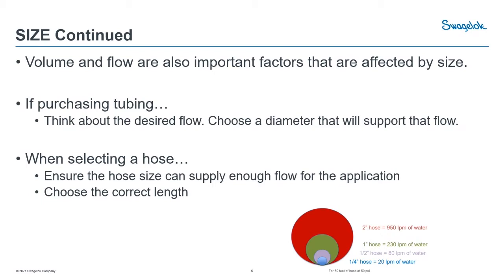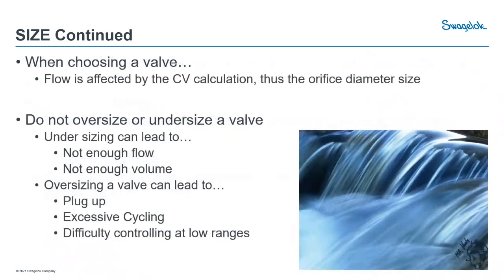Now, if you're purchasing a hose, it's important to ensure the hose diameter and length can supply enough flow for the application. Keep in mind the bend radius of your hose. If your bend radius is too tight, the system will experience restricted flow through kinking. There's also the possibility of overflex. And lastly, when you're choosing the correct length for your hose, keep in mind any effects of movement. Once again, flow is largely affected by size. I really want to hammer this in, so you always think flow, flow, flow.